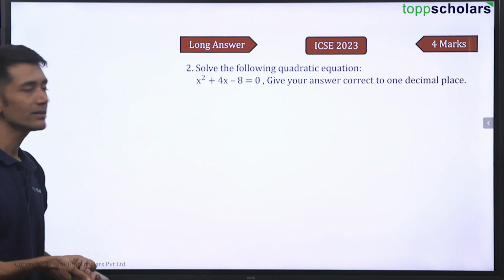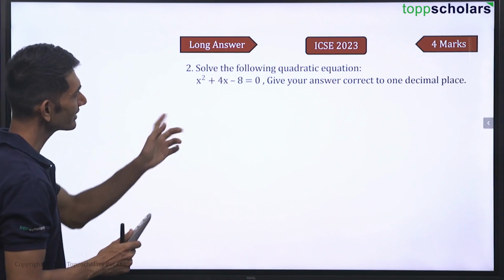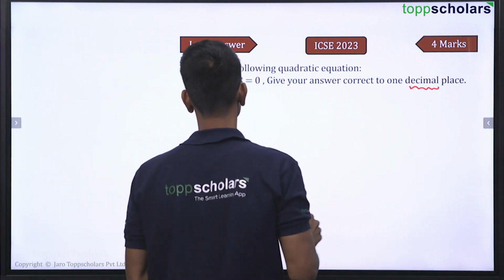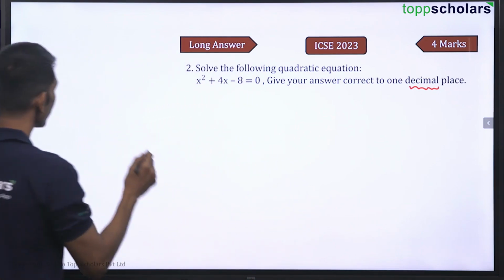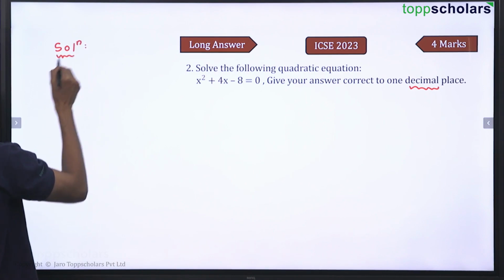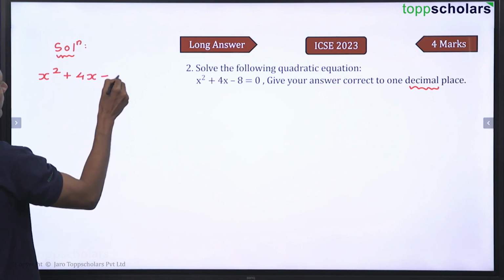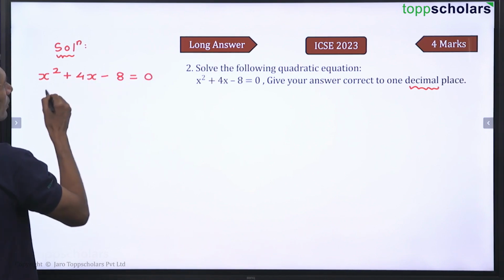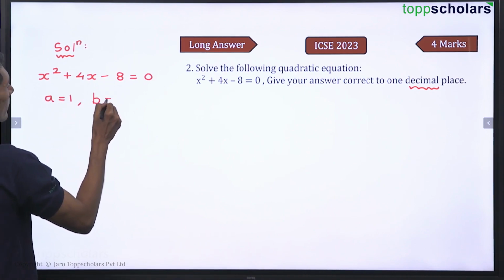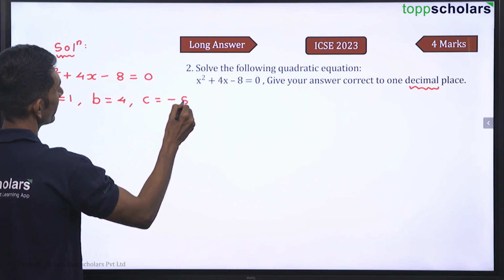See, it's a very simple question and it was asked for 4 marks. If you see, it's a very simple question because we are just supposed to write down the answer correct up to 1 decimal place, right? So the question says x square plus 4x minus 8 is equal to 0. So what is the value of a here? The value of a is 1. The value of b is 4 and the value of c is minus 8.